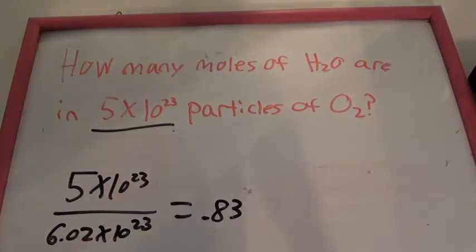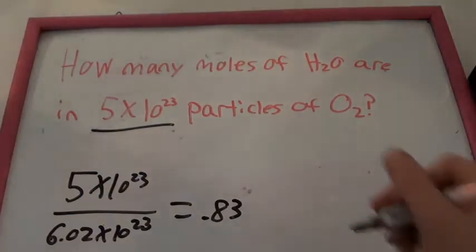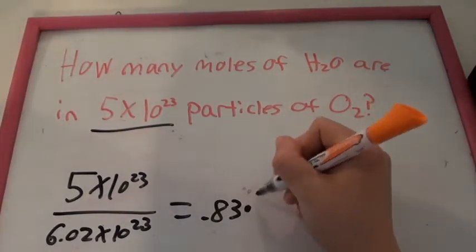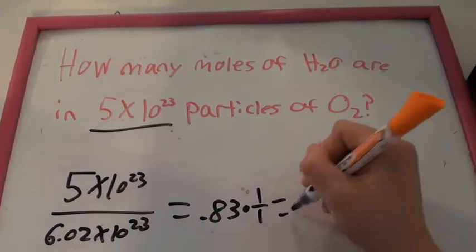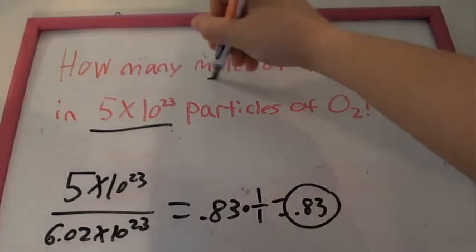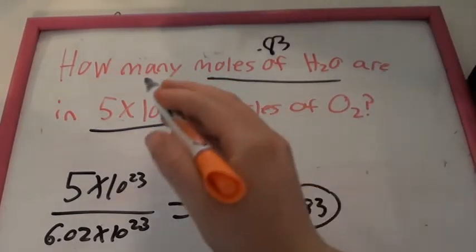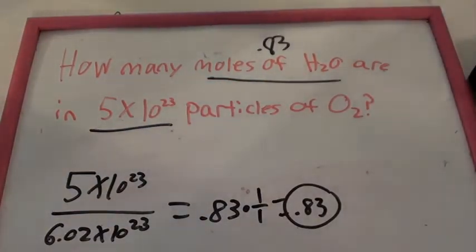Then we need to divide the unknown moles, which is H2O, by the known moles, which is O2. Since they are both, once again, 1, the answer should be 0.83 times 1 over 1 equals 0.83. So there are 0.83 moles of H2O in 5 times 10 to the 23rd particles of O2. Let's move on to our last one.